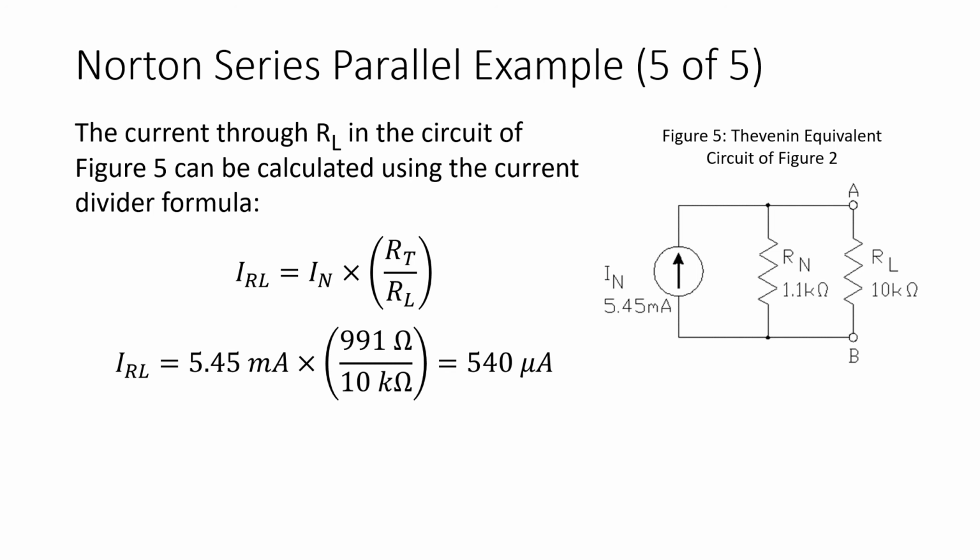Now, generally speaking, we use the Norton equivalent circuit when we're concerned about the current that's going to flow through some component or group of components connected between terminals A and B, and we'll use the Thevenin equivalent circuit when we're concerned about the voltage across a component or components connected across terminals A and B.